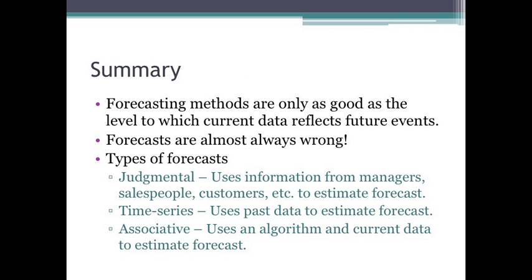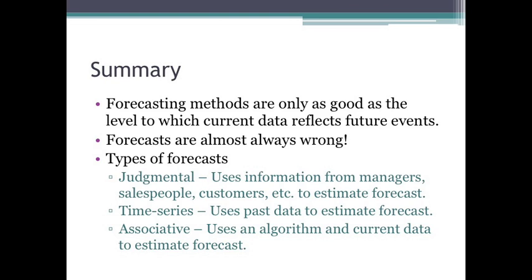So, with regard to forecasting, a few things to remember. First, forecasting methods are only as good as the level to which the current data, past and present, reflects future events. If the past and the present don't reflect the future, then it's not going to be a good forecast. Second, forecasts are almost always wrong. We talked about why. Variation happens. As a result, we have to be careful about that. We have to take that variation into account when we are making our forecast.